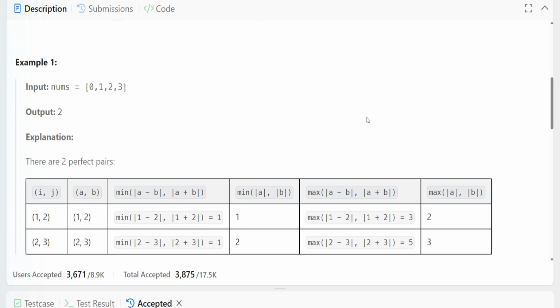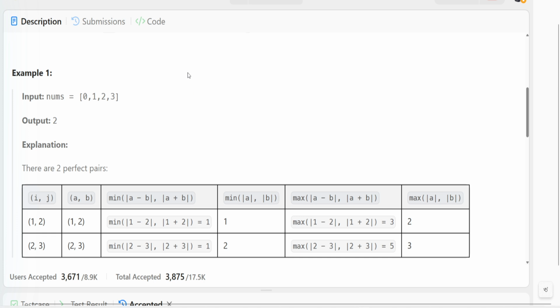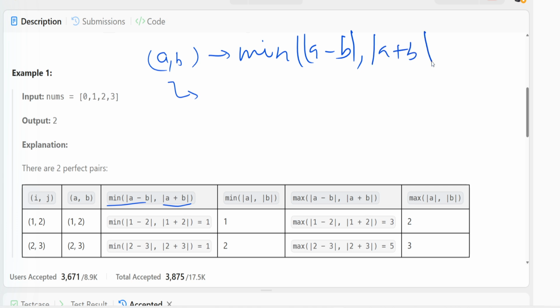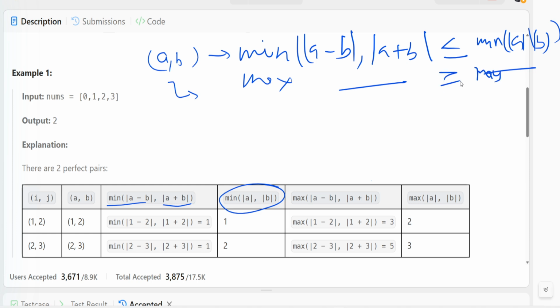Let me explain what the question is saying. First, we want a pair. Let's suppose we have two elements, a and b. This is called a pair. The condition says min of a minus b and a plus b, and if it is like this, min of absolute a minus b, comma, absolute a plus b, should be less than or equal to min of absolute a and absolute b. Similarly for the max, we do the same thing, but it should be greater than or equal to.